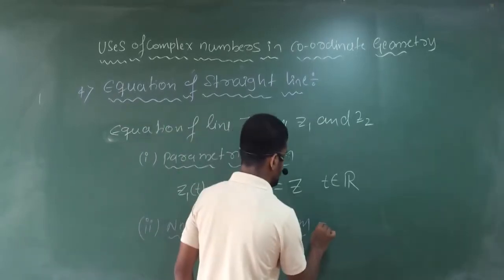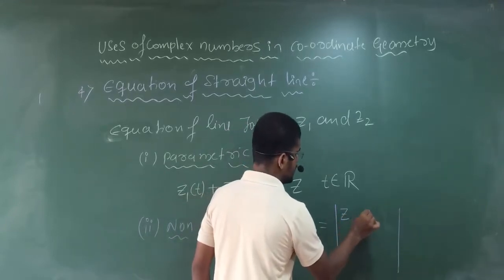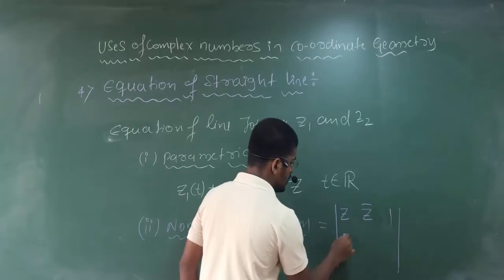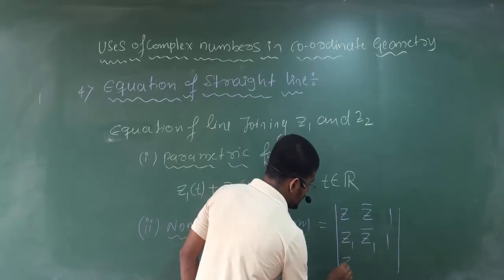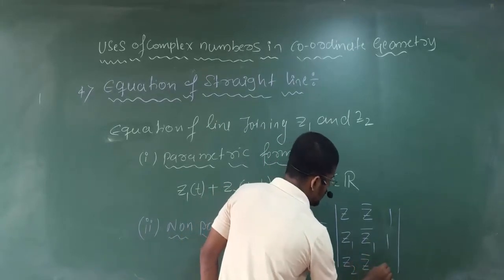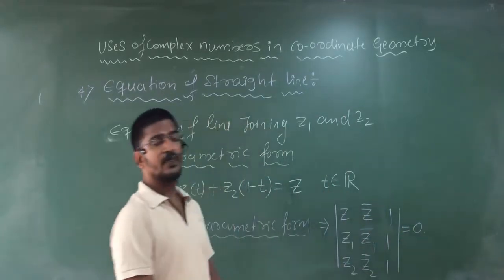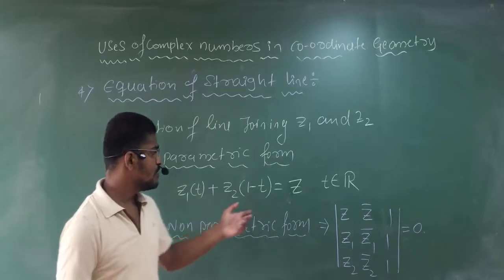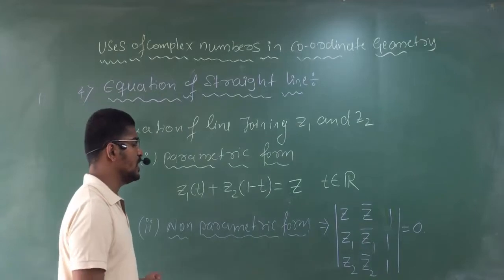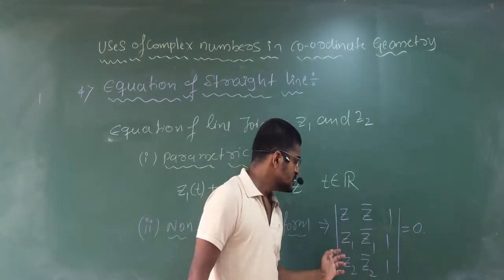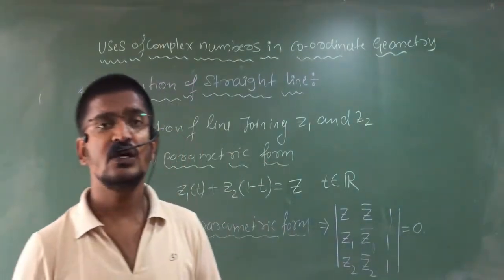The non-parametric form is the determinant of Z, Z bar, 1; Z1, Z1 bar, 1; Z2, Z2 bar, 1, which will be equal to 0. Clear, students? So the non-parametric form of a straight line joining the two complex numbers Z1 and Z2 is the determinant of Z, Z bar, 1; Z1, Z1 bar, 1; Z2, Z2 bar, 1. The determinant must be equal to 0.